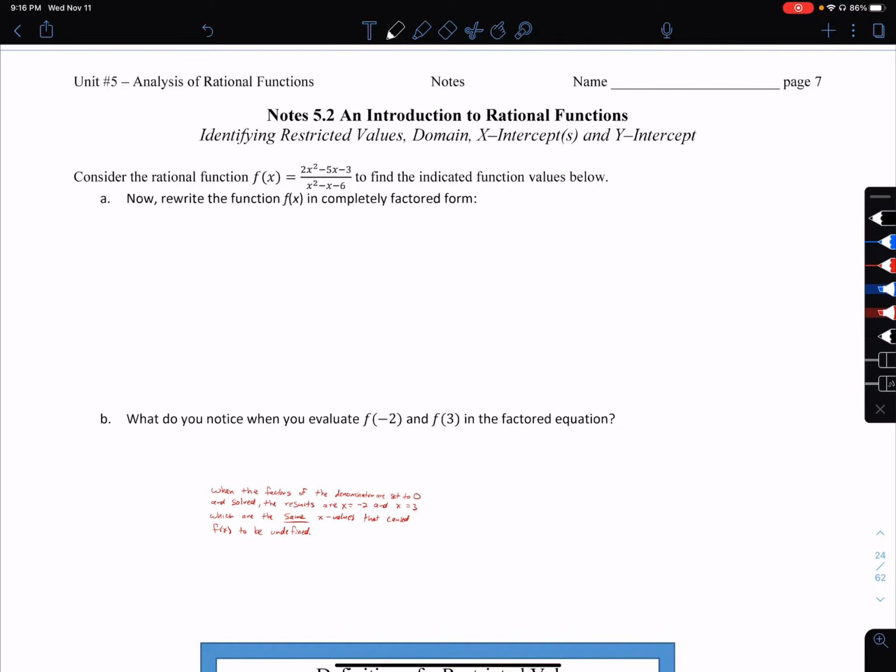This is pre-AP pre-calculus. It's an introduction to rational functions. We're going to be identifying restricted values, the domain, x-intercepts, and the y-intercept. Consider the rational function f of x to find the indicated functional values.